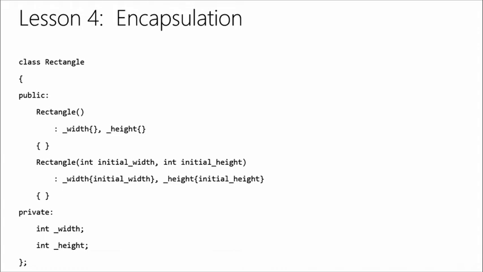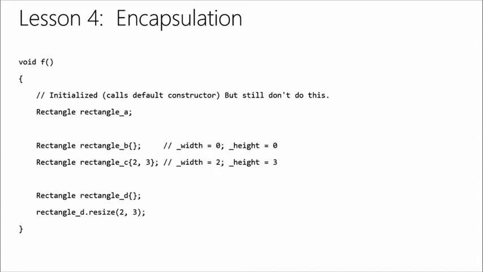And so we are now able to initialize our rectangle using all the same forms that we were before. We can value initialize it still, which will end up invoking the default constructor. We can initialize it using the two explicit width and height, and that has the same result as before, but it ends up calling our constructor instead. And similarly, if we really wanted to, we could value initialize a rectangle and then resize it to the dimensions that we want.